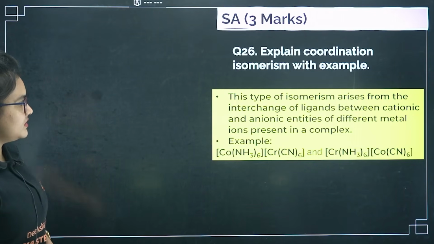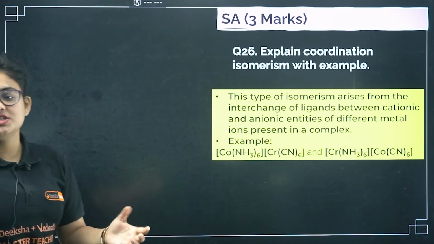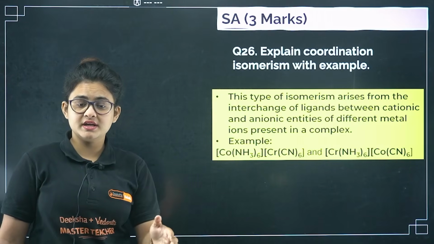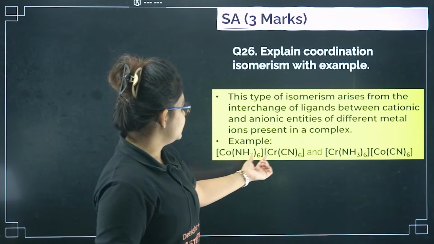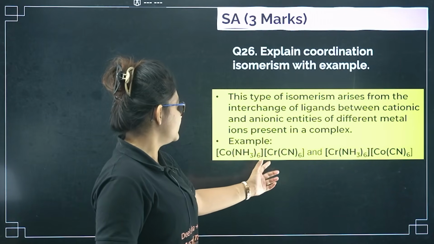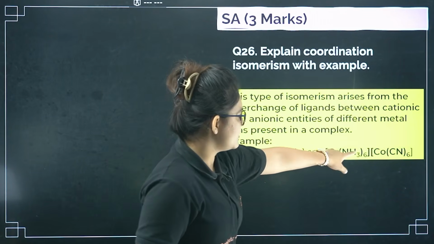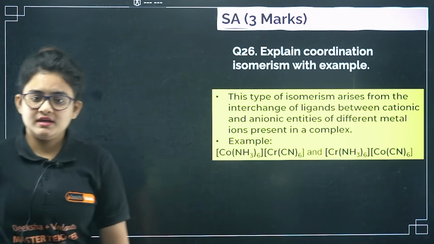Explain the coordination isomerism. Coordination isomerism arises because of the interchange of the ligands between the cationic and anionic entities. You can see here the ligands, here NH3, here CN. If I just alter them, CN and NH3, then I will get the coordination isomerism.